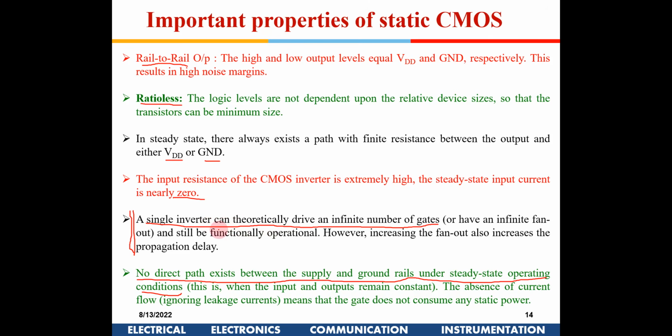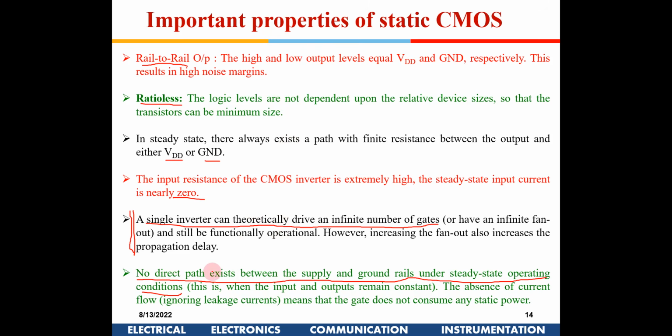Only thing which will happen is if you keep increasing fan out, the propagation delay will increase and the dynamic power will increase, because now a larger capacitor needs to be charged and discharged. So the dynamic power will increase as you increase fan out, but the noise margin will remain the same, and the static power will continue to be 0. Are these properties understood by all of you? Is there any doubt in any of these points?